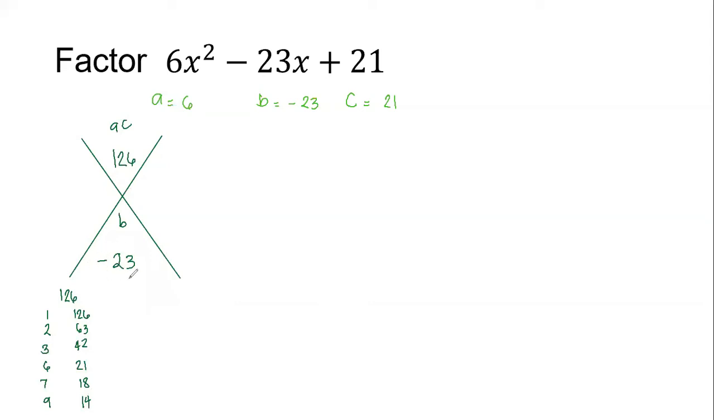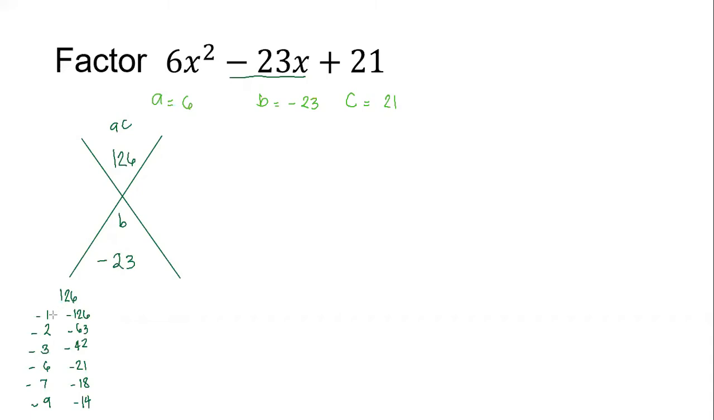Now, the question is, we have a negative sign for our B right here. So what we do is, and of course, C is positive, right? So that means we will put all the factors as negative because we have a positive. Two negative numbers multiplied to each other would be equal to positive, right? So from all the factors that we have listed here, which of the factors, when added together, will equal to 23 or to negative 23?